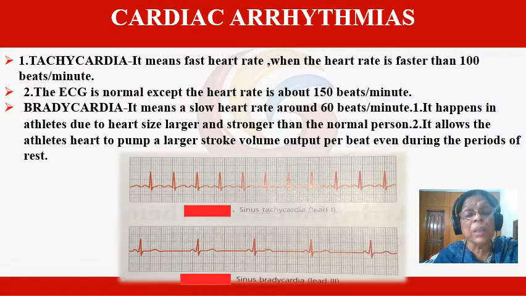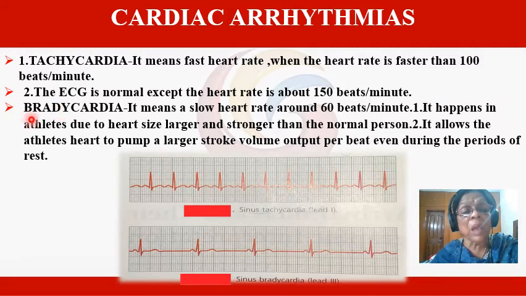Now, cardiac arrhythmias. Tachycardia means fast heart rate. When the heart rate is faster than 100 beats per minute, it is known as tachycardia. The ECG is normal except the heart rate is about 150 beats per minute. Now this is the recording of tachycardia. You can see the number of beats per minute is increased.